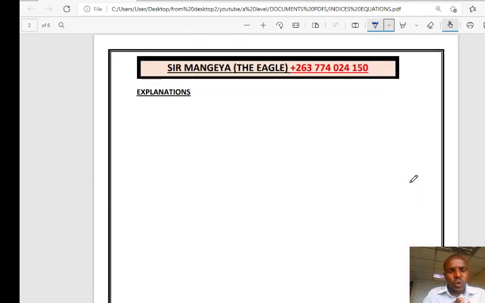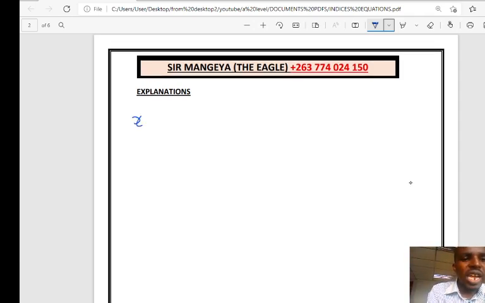There are two scenarios in this case of equations involving indices. The first is when the letter is the base, like this one: x to the power half is equal to 2. If the letter is the base, what do you do? You find a number that when you multiply it with the power gives you 1. The power in this case is half. So which number, when you multiply it with half, gives you 1?